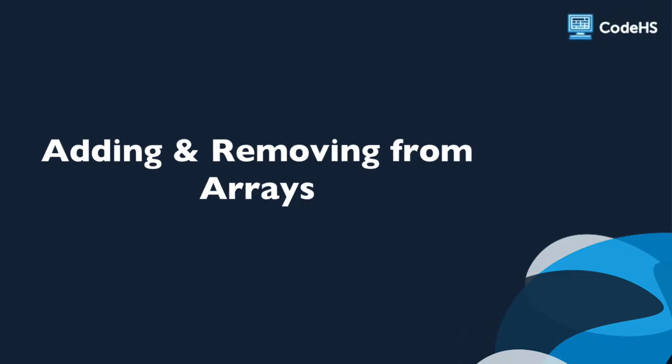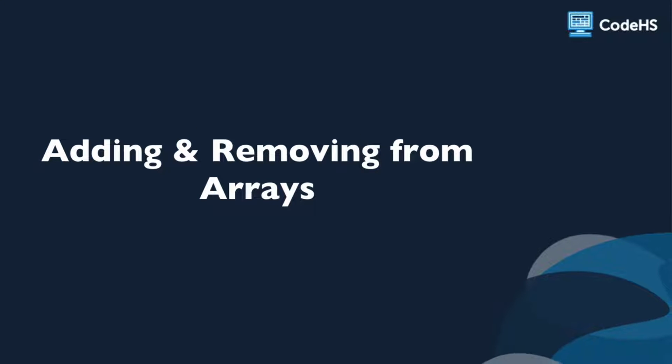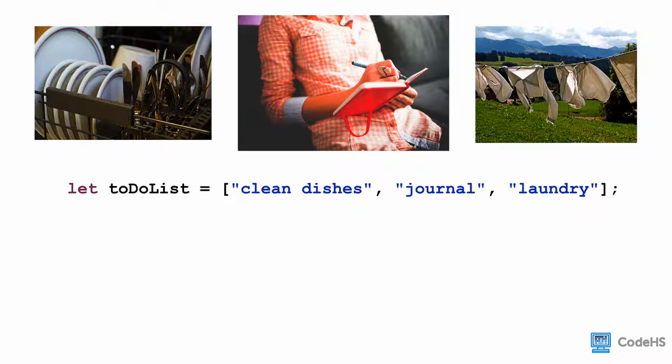Hi, in this lesson, we're going to talk about adding and removing from arrays. In the previous lesson, when we created arrays, we added a set of elements upon creation, and then accessed each element with its index. Here's an example of a to-do list with 3 tasks.